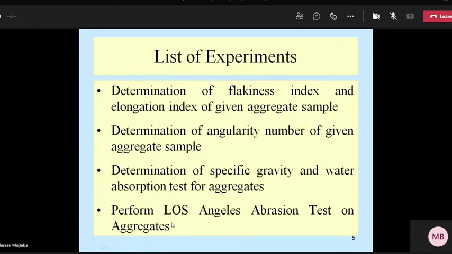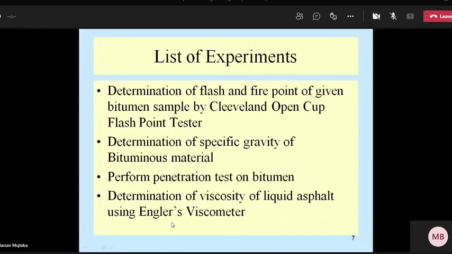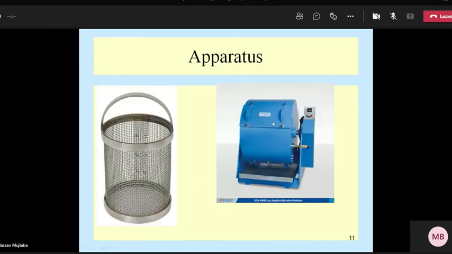To perform this test, you are going to use this machine. When you visit our transportation lab, this type of machine is available. Removing the lid, you are going to place aggregates, maybe 5 kg or maybe 10 kg, and inside it you are going to place the abrasive charges. Abrasive charges are steel balls. The weight of 12 abrasive charges is 5 kg. After placing them, you have to give 500 revolutions. A counter is fitted here; switching it on, you may go for the revolutions. We close the lid. Inside this cylinder there is one steel shelf.